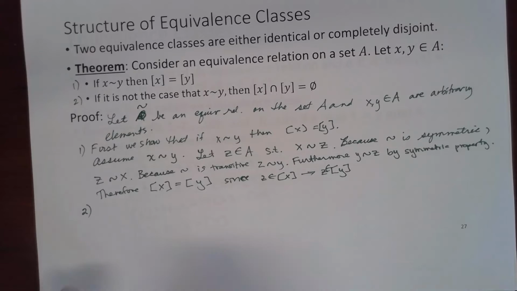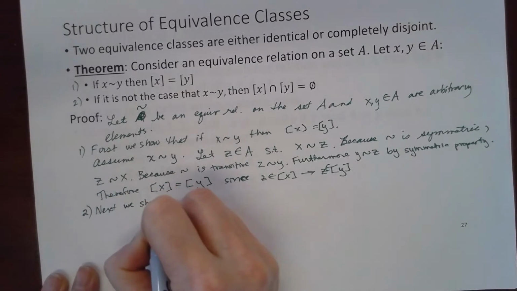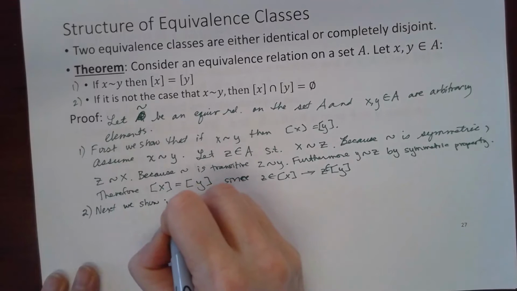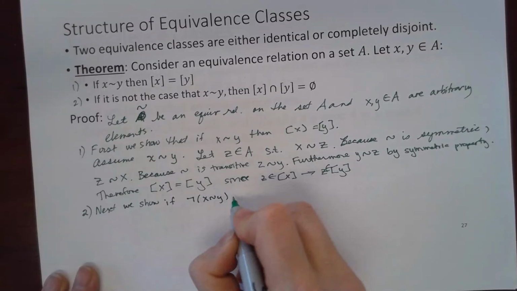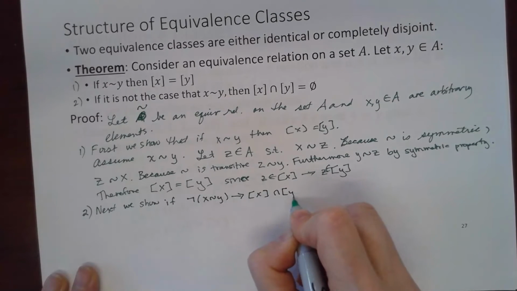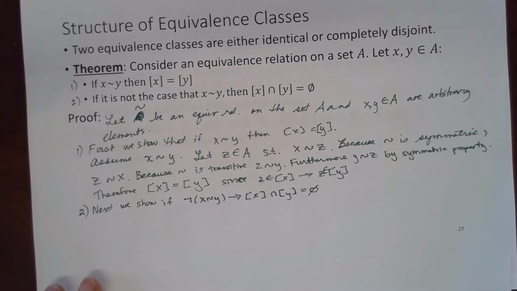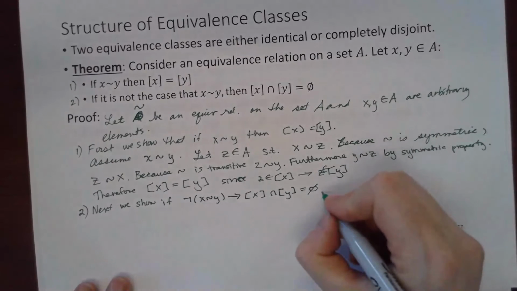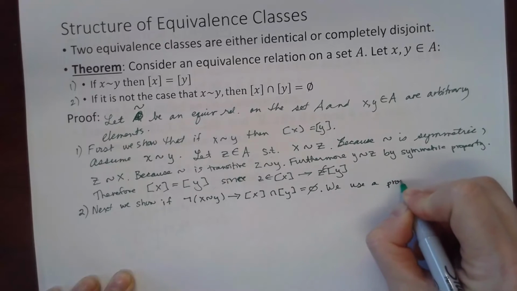The second one, we need to show that if it's not the case that X is related to Y, then the intersection of those equivalence classes will be the empty set. Okay. Now this one is easiest to do with a proof by contradiction, so that's what we're going to do. So we use a proof by contradiction.